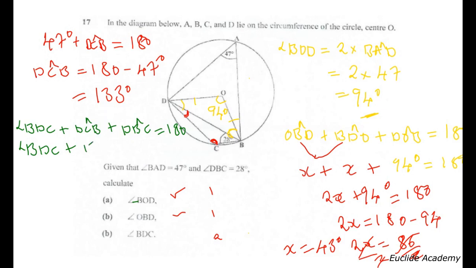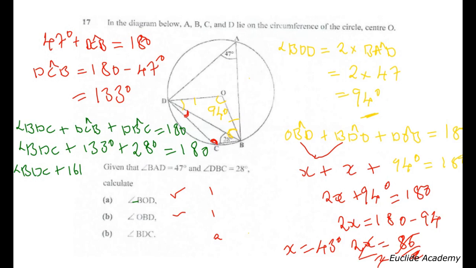We say this is 133 degrees, and angle DBC is here, 28 degrees. All of this is equal to 180 degrees. So if we say angle BDC plus 133 plus 28, that should give us 161 plus angle BDC, which should be equal to 180 degrees. I'm running out of space.